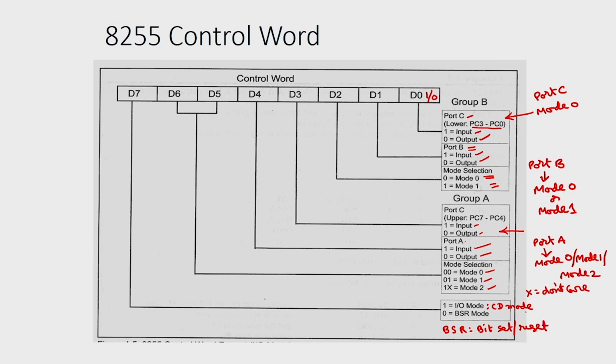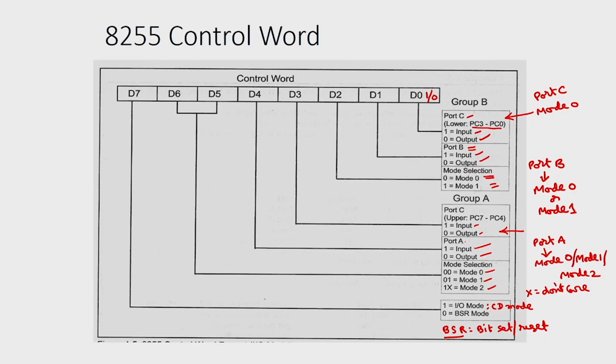So, in I/O mode or CD mode, we cannot program a single bit of a port as an input port or output port. The entire port can be programmed as either input port or output port. It is not possible to program a bit of a port as input port and another bit of the same port as output port. Whereas in case of bit set reset mode, as the name implies, one pin of this port A, so port A will have 8 pins, PA7 to PA0.